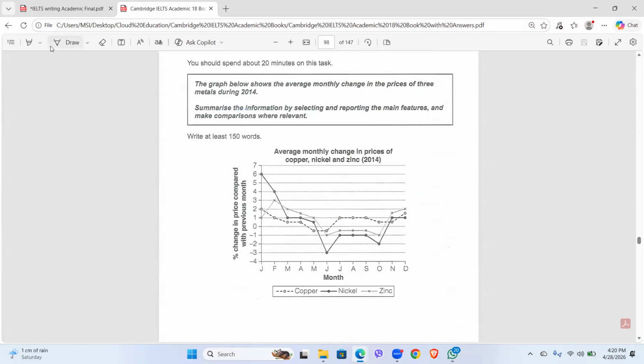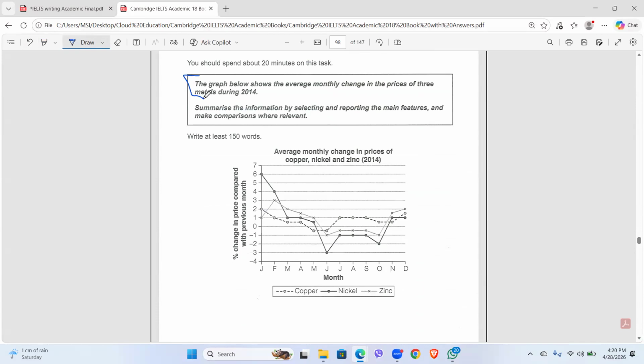So this, I think you can write it now. So in the first paragraph, you just paraphrase. In second paragraph, you can go for detail. And body paragraph. How many body paragraph can we make here?